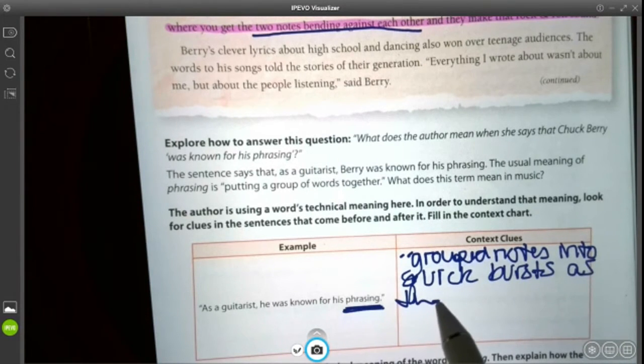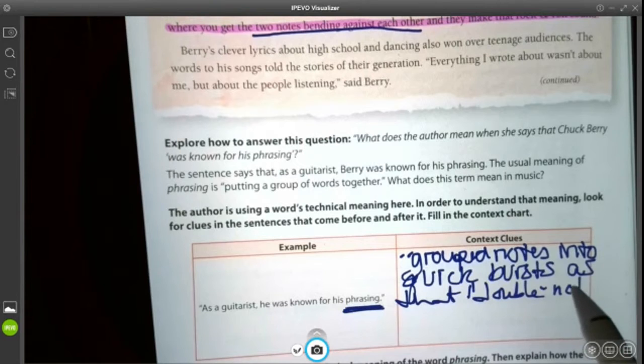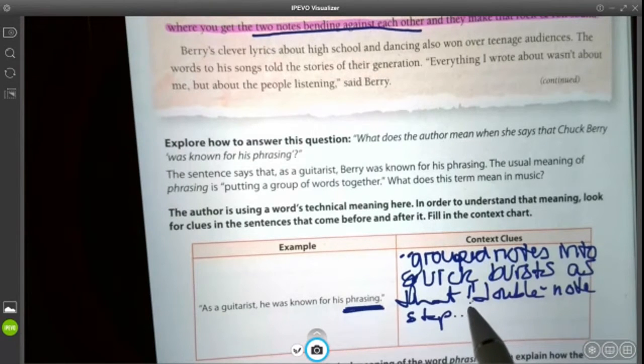As that double note stop. And then I could also put in the part where it says two notes bending together.